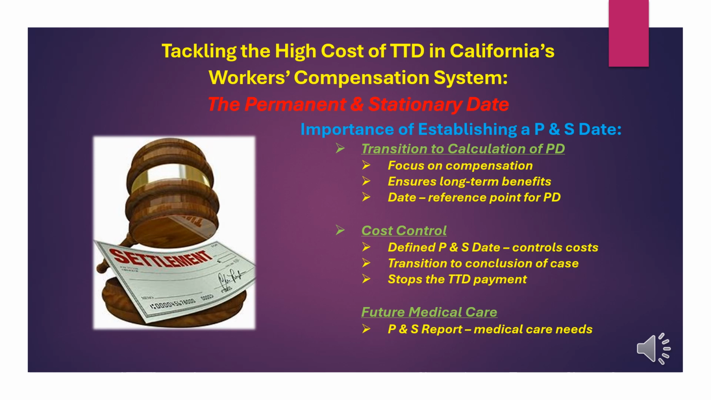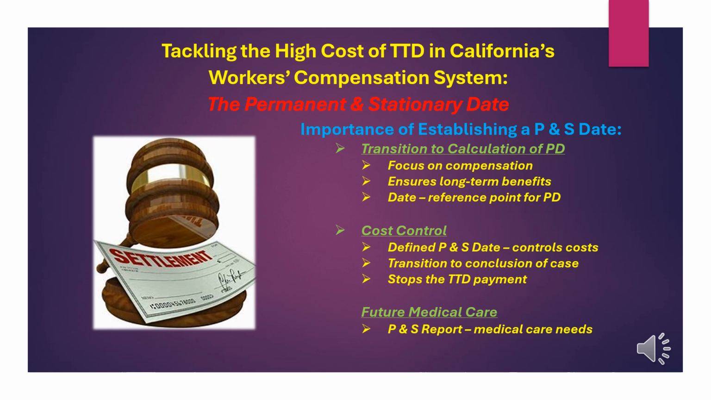Additionally, in cost control, by clearly defining a P&S date, the workers' compensation system then can better manage and control the costs associated with the TTD payments. This helps maintain the financial sustainability of the system and reduces the burden on the employers.